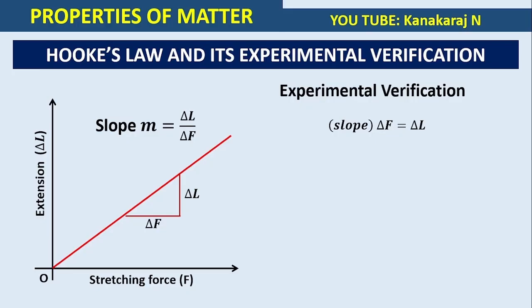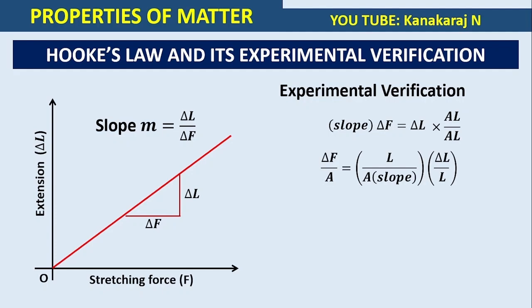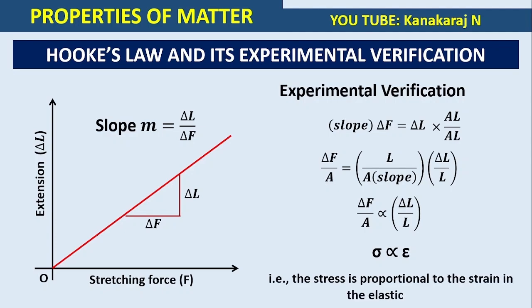Let us multiply the numerator and denominator on the right hand side by AL. Now, let us rearrange. We get del F upon A equals L upon A times slope, multiplied by del L by L. This is a constant quantity. So, del F upon A is proportional to del L by L. Del F upon A is called the stress, whereas del L upon L is called strain. Therefore, sigma is proportional to epsilon. That is, the stress is proportional to the strain in the elastic limit.